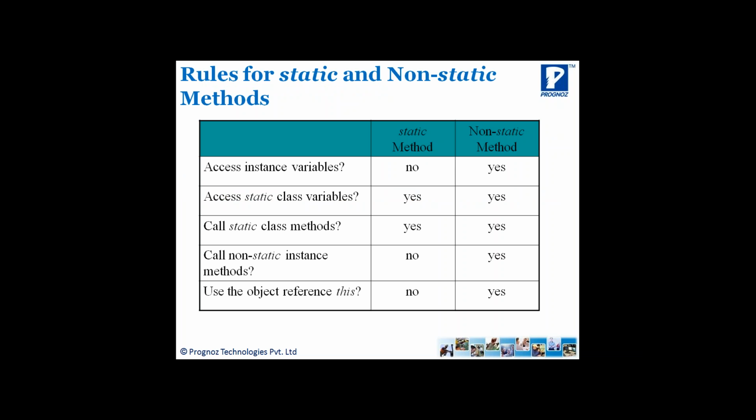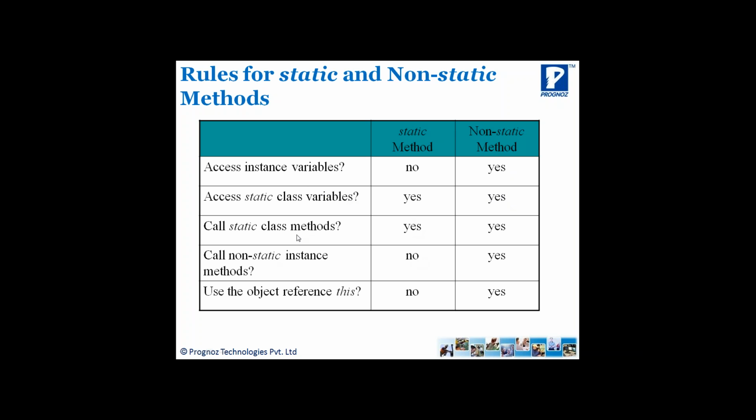And the rules for static and non-static. Can you access an instance variable in a static method? No. A non-static method can access instance variables, static variables and class variables. A static method can access static variables, yes. A non-static method takes instance as well as class variables. Can we call static class methods? Yes, and here also fine. But calling non-static instance methods from static is not possible.